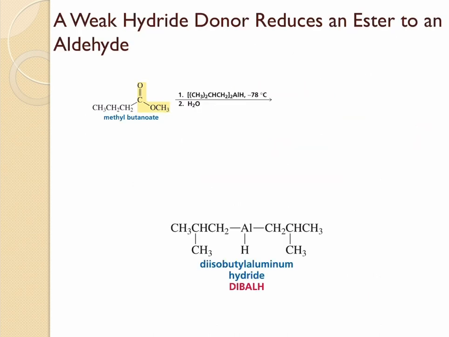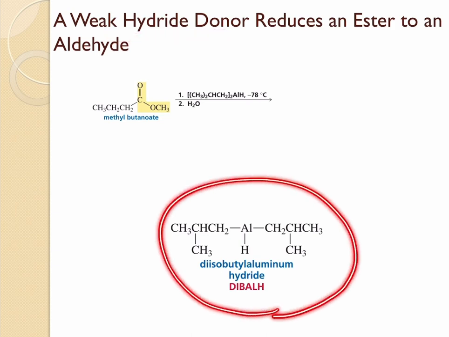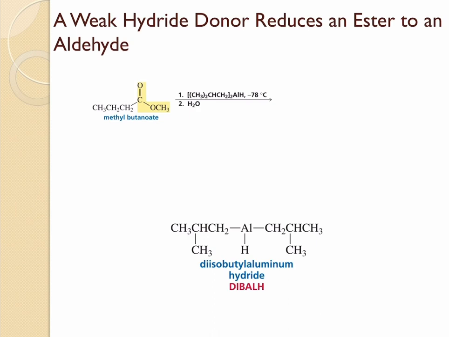The reaction can also be stopped at the aldehyde stage by using a weak hydride ion donor. Here we'll be using DIBAL. Here is the structure for DIBAL. When this methyl butanoate is reacted with diisobutyl aluminum hydride, called DIBAL, it's going to give us butanal and methanol. So here are the products that will be obtained. And the mechanism is going to be exactly the same as what we talked about earlier. And here again, we have to use a very low temperature of minus 78 degrees Celsius.